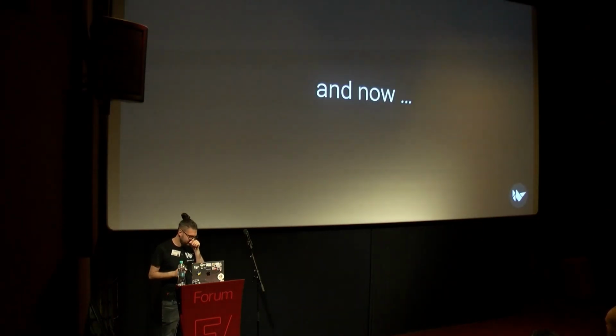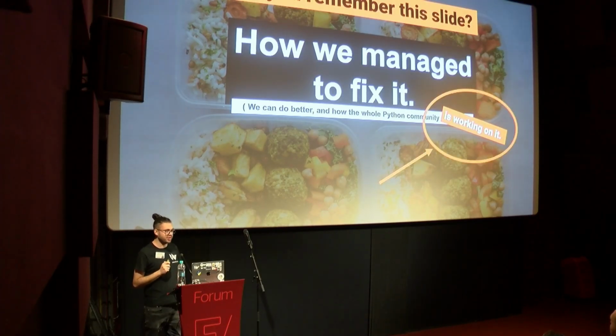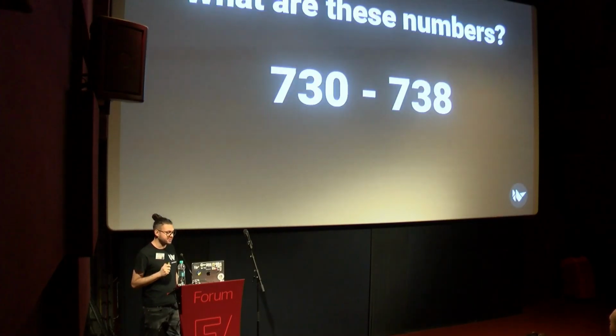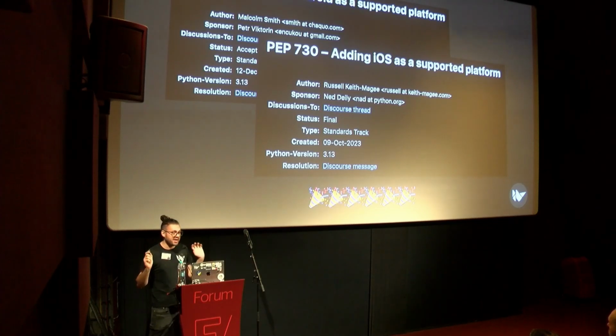And now, do you remember this slide? And do you remember who is working on it? What are these numbers? 730, 738. Any clue? PEP 738 adds Android as a supported platform, and PEP 730 adds iOS as a supported platform. And these are all accepted, and they are coming in Python 3.13. So finally, we are getting official support from Python in Python 3.13 for iOS and Android.